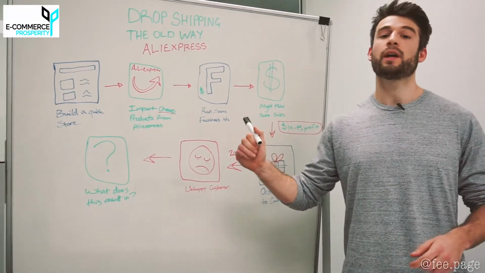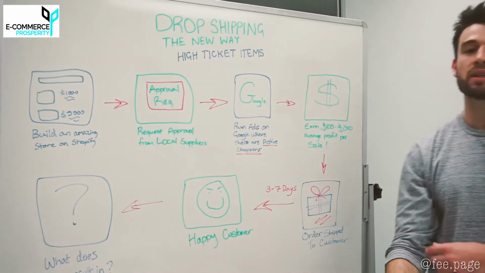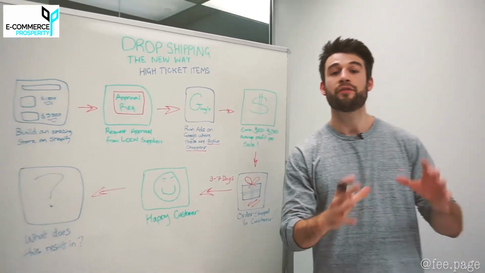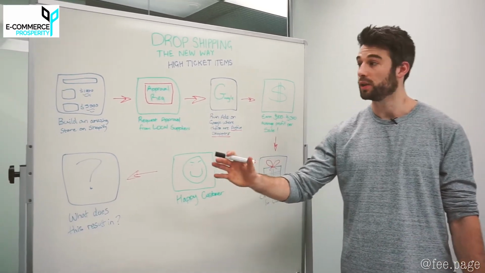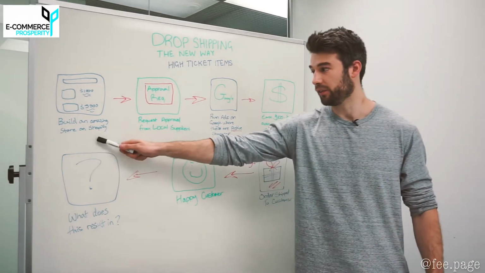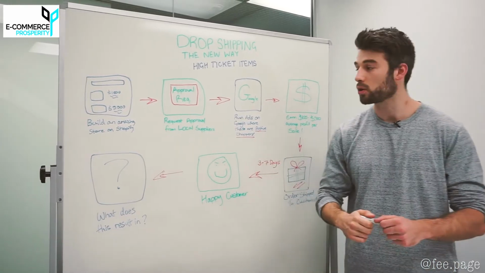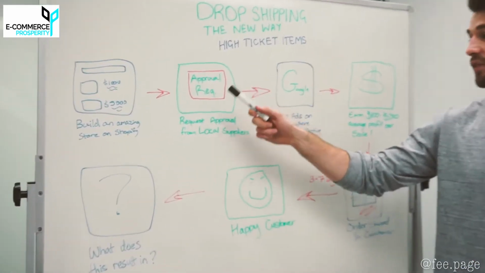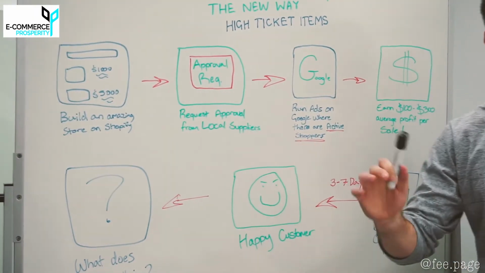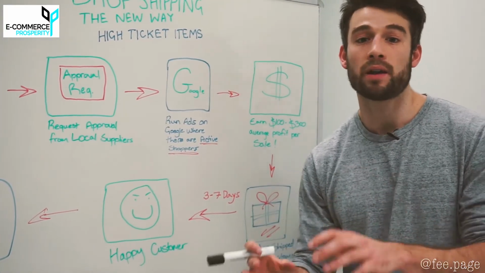Now I'm going to flip over the board and I'm going to show you the new way of dropshipping, selling high ticket items. Now if you don't know what high ticket items are, essentially they are products that cost on the low end $500 and on the high end $4,000, even up to $10,000 a unit. So starting from the left, again we're going to build an amazing store on Shopify, just like we did with the AliExpress model. But then in order to get products approved to sell, we actually have to go through the local suppliers. So we're not using AliExpress, we're not using China. If we're selling in the United States, we're going to use suppliers in the United States.